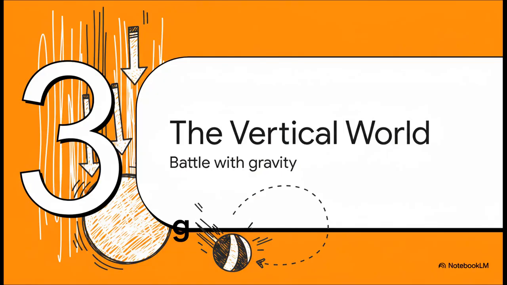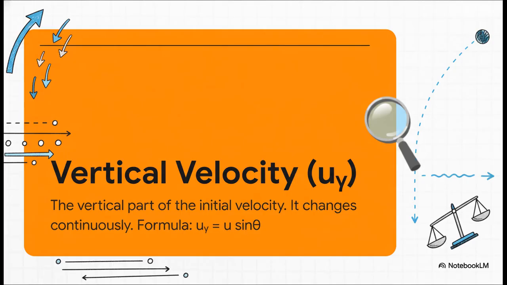Okay, now for the second world. And this place is way more dramatic. The vertical world is a constant battleground. You've got the initial upward motion fighting against the relentless downward pull of gravity. It's a non-stop tug of war. And this is where we find the vertical velocity, the part of the launch speed pointing up or down. Unlike its horizontal buddy, this velocity is always changing. Gravity is constantly yanking on it, so the object slows down on the way up, stops for a split second at the very top, and then speeds up all the way back down.